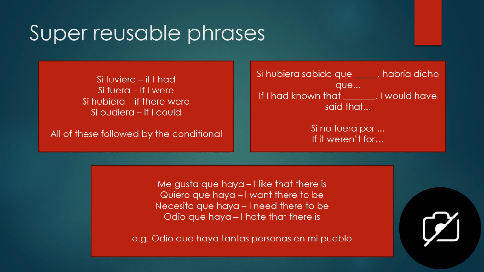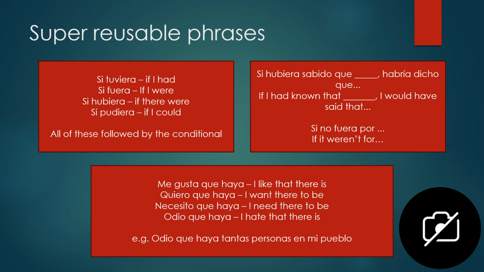Second box there, si hubiera sabido que, habría dicho que. If I'd known that something, I would have said that. And si no fuera por, if it weren't for. These two phrases can just add a bit more variety into what you're saying, and they're higher level phrases. They're the kind of things that you'll learn how to form in A level, but here just learn them as a set phrase to use in your exams to show off what you can do.